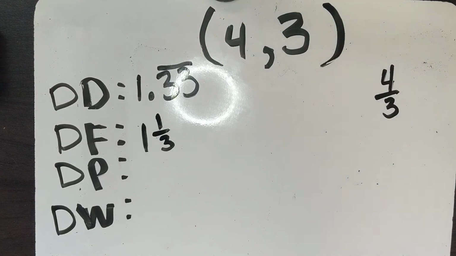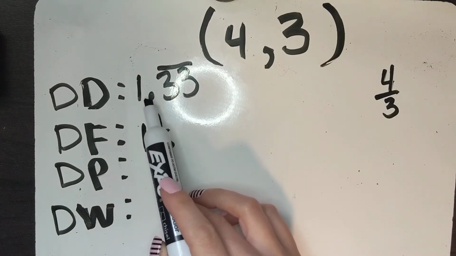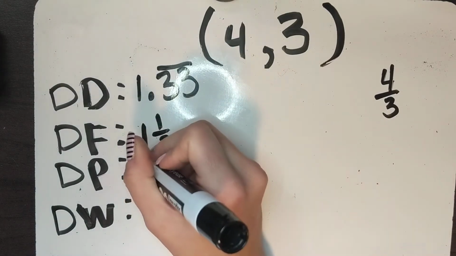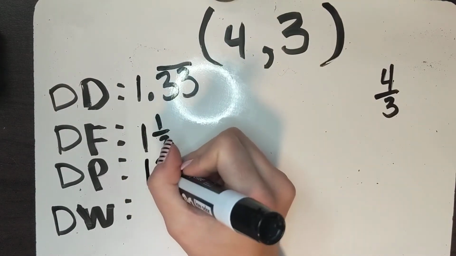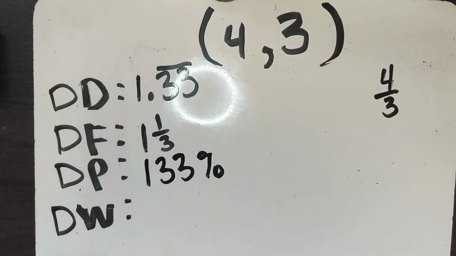Now I need to write it as a percent. So again, I'm going to go up to my decimal form and I'm going to move it 2 spaces, 1, 2, and this would end up being 133%. And then I have to write that in words.